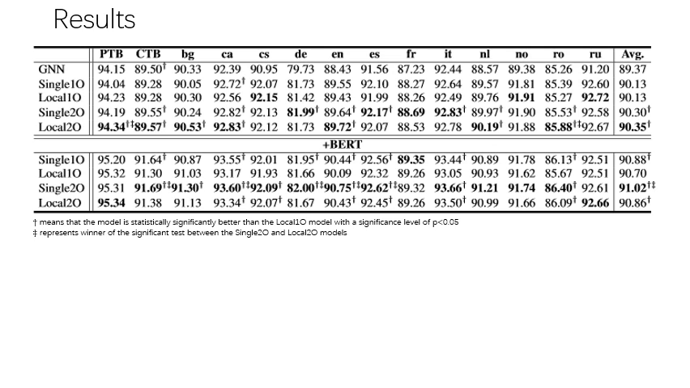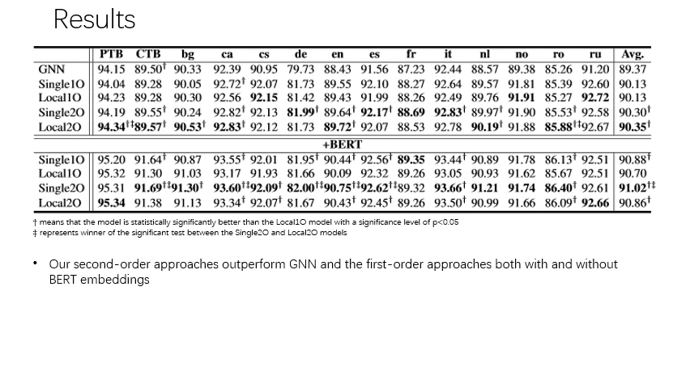This table shows the results of the approaches on UD in addition to PTB and CTB. We additionally use a previous state-of-the-art graph neural network parser as the baseline, represented as GNN. We make the following observations. First, our second-order approaches outperform GNN and the first-order approaches with and without BERT embeddings, showing that the second-order decoders are still helpful in neural parsing even with strong contextual embeddings.